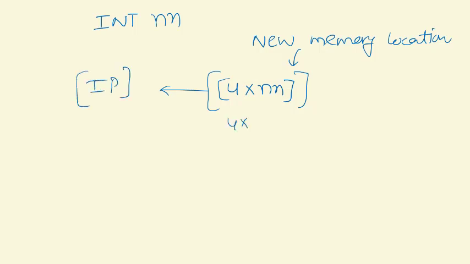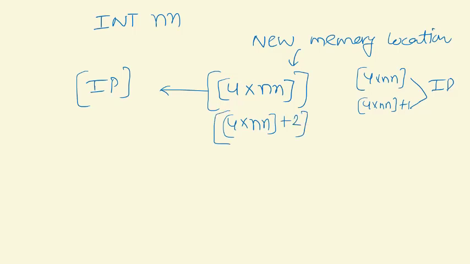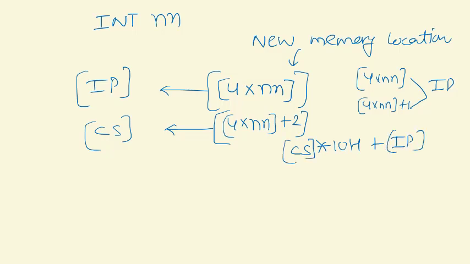Similarly, IP is a 16-bit register, so it means 4 into NN and 4 into NN plus 1, IP will be loaded from these. And 4 into NN plus 2, whatever data is stored at this location will be loaded into the code segment. So the new memory location will be CS into 10H plus IP.